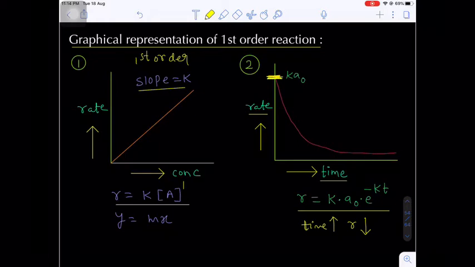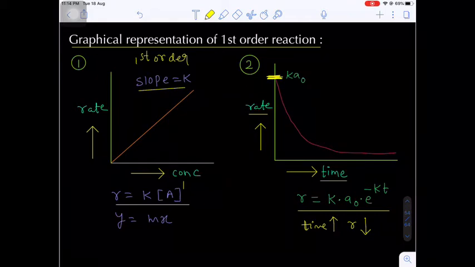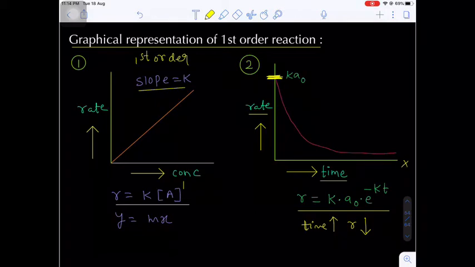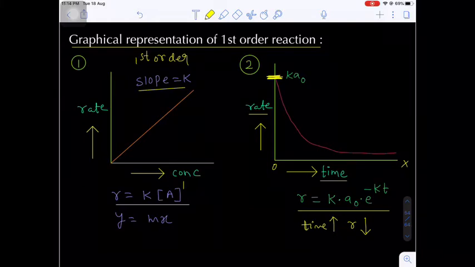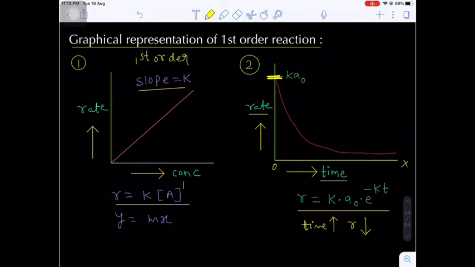Are you getting my point? And this line should not touch the x-axis, because on the x-axis the rate becomes 0. That means the reaction would never stop. That's why the line runs continuously, almost parallel to the x-axis. It should not touch the x-axis. Are you getting my point? It may touch the x-axis only at an infinite time interval.